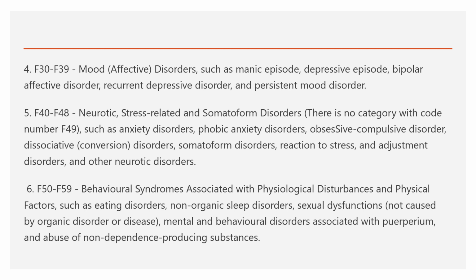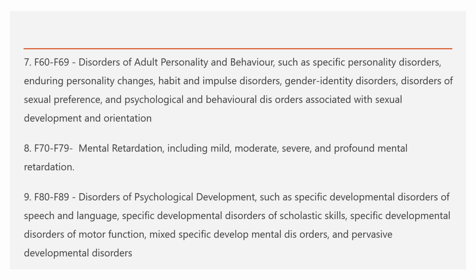F40 to 48 are your neurotic and stress related disorders. So under this come all your anxiety disorders, phobia, obsessive compulsive disorders, somatoform, adjustment. So all anxiety will come under F40. F50 to 59 is behavioral syndromes associated with physiological disturbances and physical factors such as eating disorders, non-organic sleep disorders, your sexual dysfunctions. Sometimes after pregnancy, some disorders occur, then also this will come under this. And any non-dependence producing substances will also come under this disorder. So other addictions can also come in this.